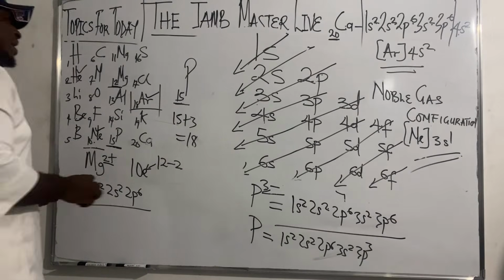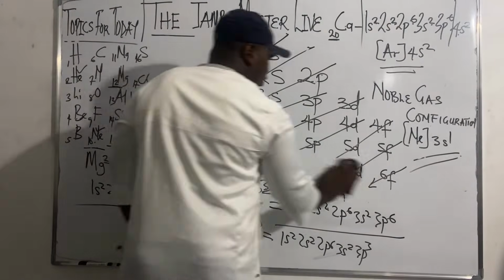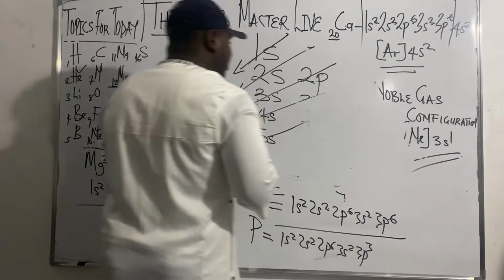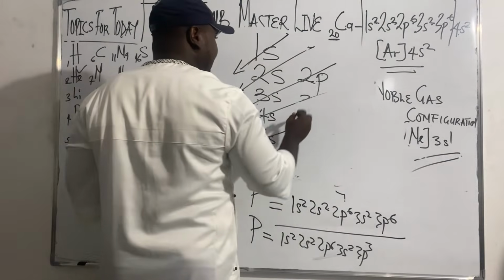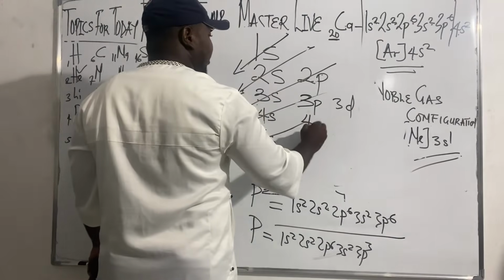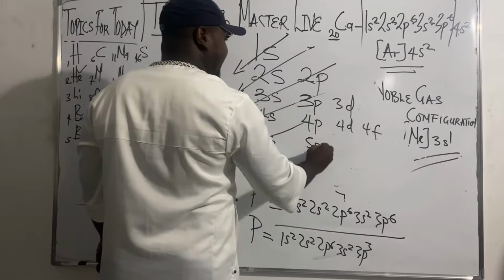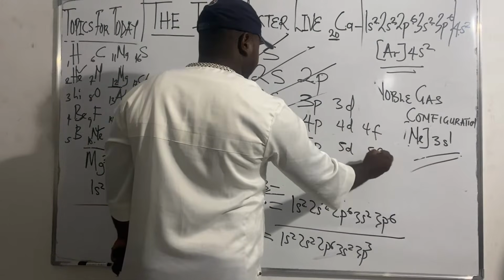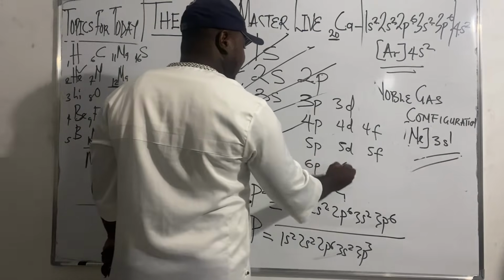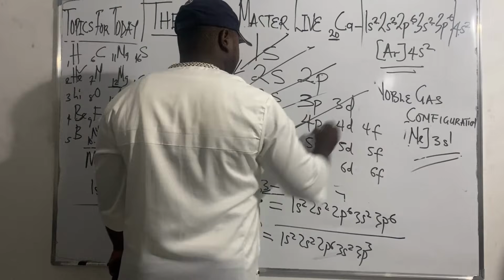Class, the next thing I want us to look at is Hund's rule of maximum multiplicity. But before we do that, there is something I should have told you quickly. This is 3p, this is 3d, this is 4s, 4p, 4d, 4f, 5s, 5p, 5d, 5f, 6s, 6p, 6d, 6f. Let me show you something quickly.